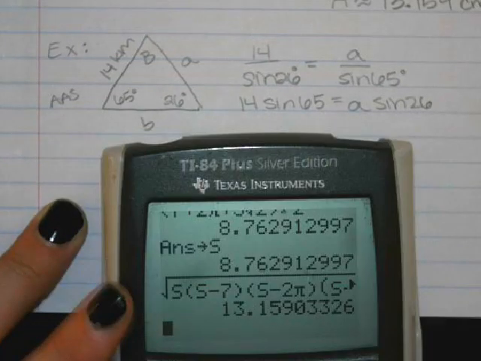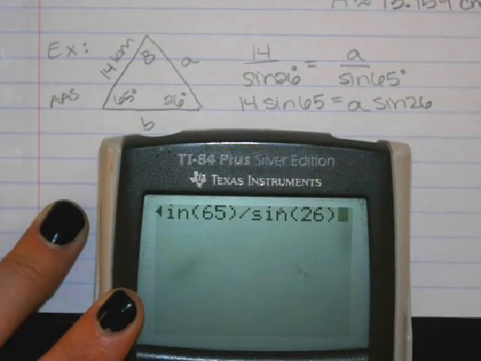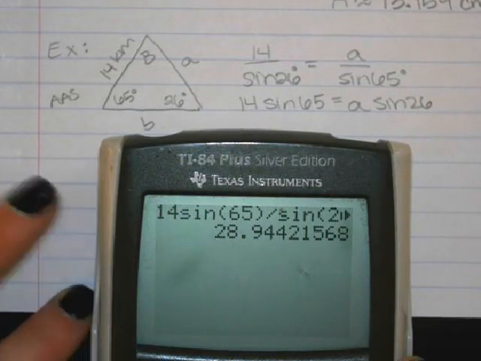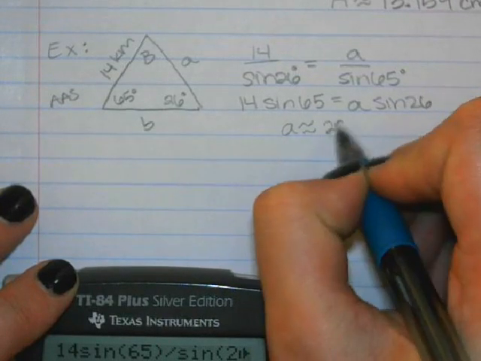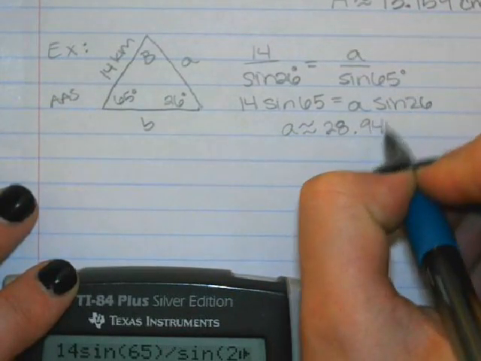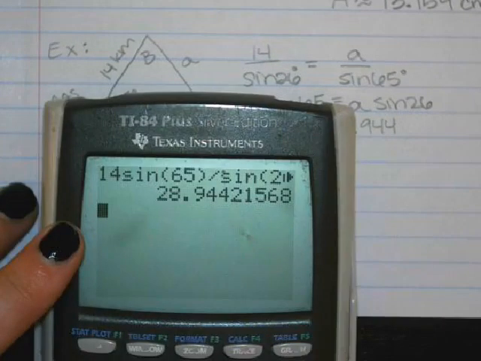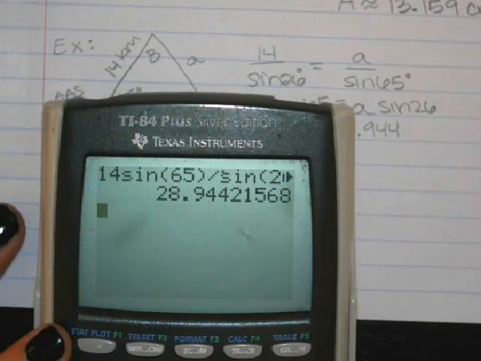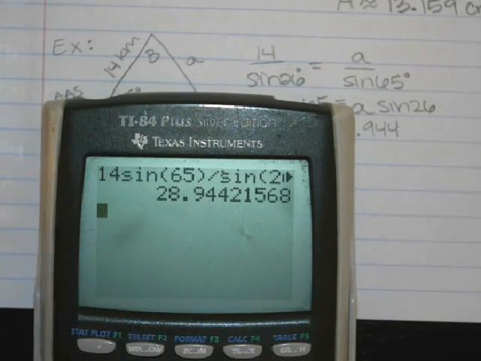Divide by sine 26. Okay, so I'm going to clear this. I have 14 sine 65 divided by sine of 26, and side A equals... So check to see if you have a typo anywhere. This is what you should have typed. So 14 sine 65 divided by sine 26 equals 28.944.